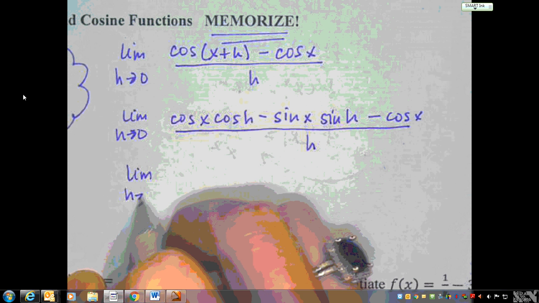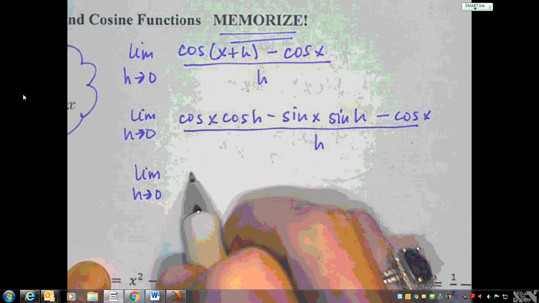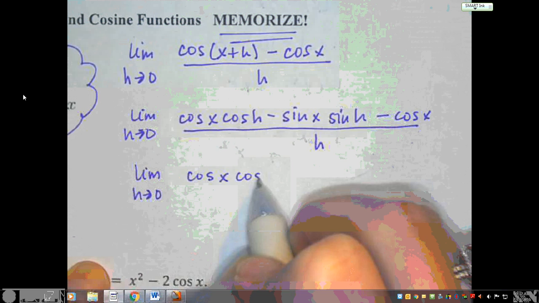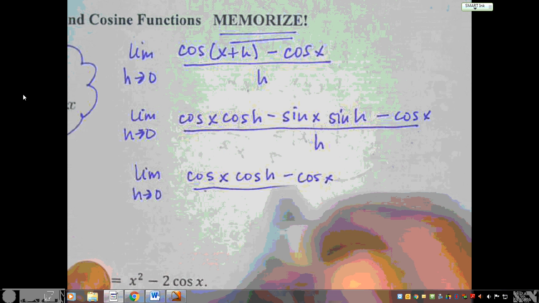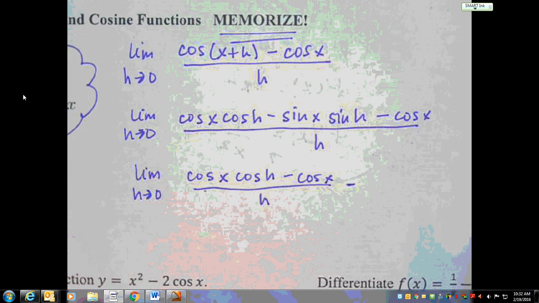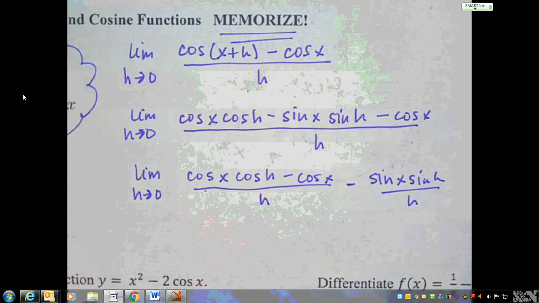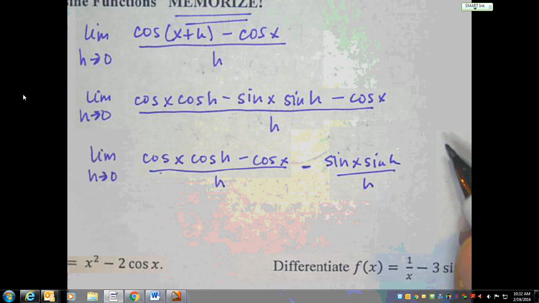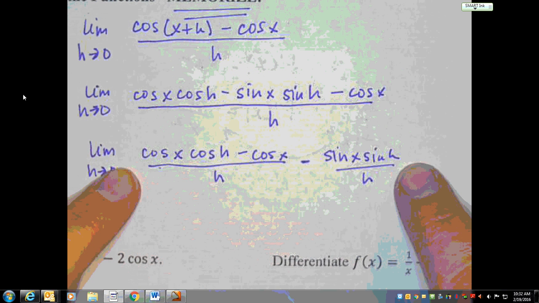I'm going to kind of rearrange this a little bit so that we can do some stuff with it. I'm going to put all my cosines together so that I have cosine of h times cosine of x minus cosine of x, and I'll put all that over h. And then I'm going to put a minus, and I'm going to take care of the sine stuff all at the same time. Sine of x times sine of h, and that also has to be over h. Those 2 lines are mathematically equivalent. They mean the exact same thing. I've just rearranged it. You've got common denominators. If you shove them together, you get what you had up here.